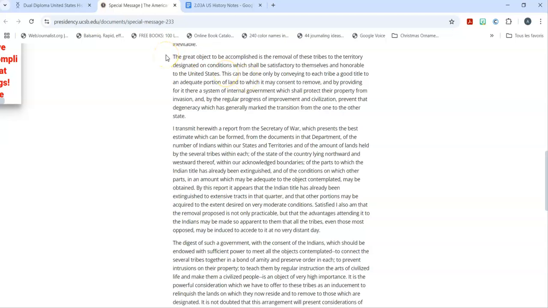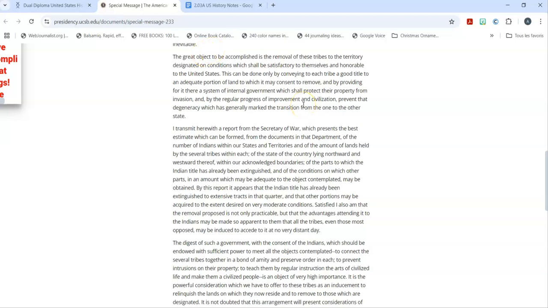The great object to be accomplished is the removal of these tribes to the territory designated on conditions which shall be satisfactory to themselves and honorable to the United States. So the conditions we carry out are going to be honorable to us. They're not going to be bad. We're not hurting anyone. They'll be satisfied with how it's handled.